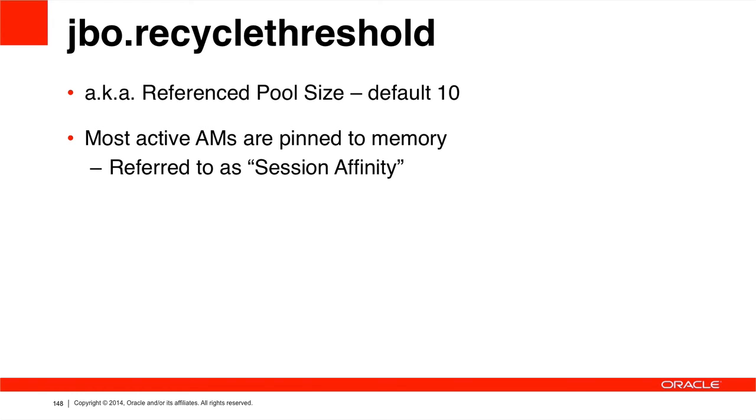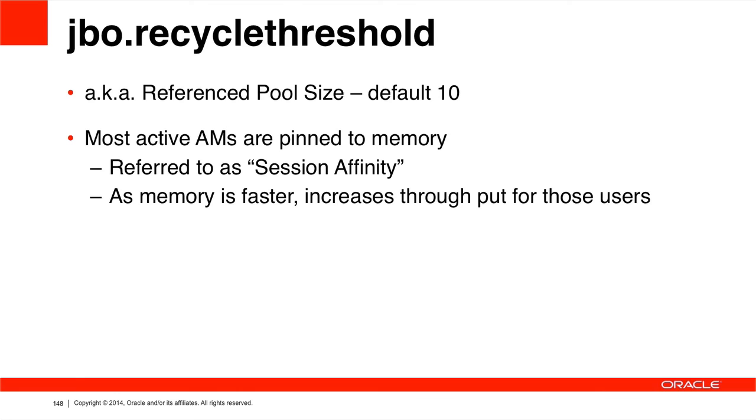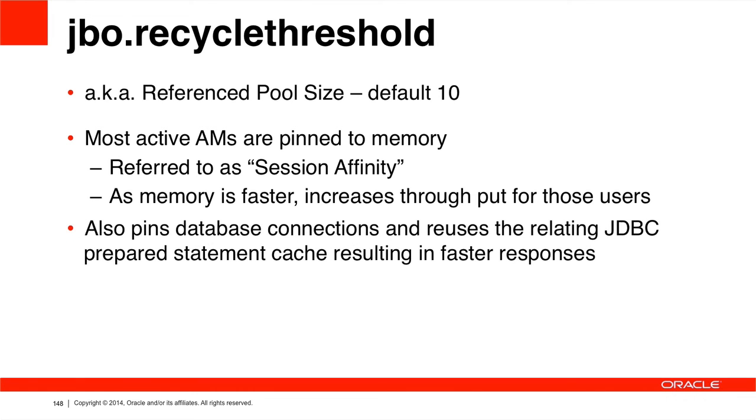These AMs are said to have session affinity and are referenced or pinned by a specific session. Not only do these AMs receive better throughput by holding them in memory, but as they aren't involved in a passivation activation cycle, they avoid the I/O overhead associated with this. And they can even take advantage of other features like reusing a database connection from the connection pool, reusing the JDBC prepared statement cache for the connection, and so on. So if the user had a preference, they'd want their AM associated with their session to be a referenced AM, as the throughput for that user will always be faster.